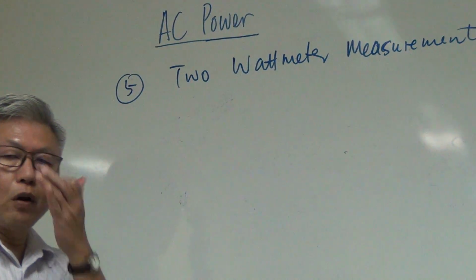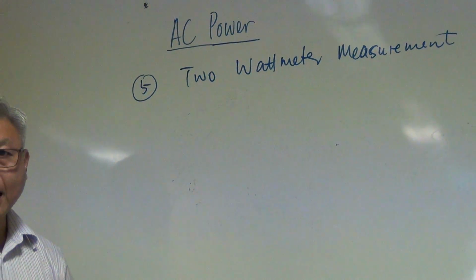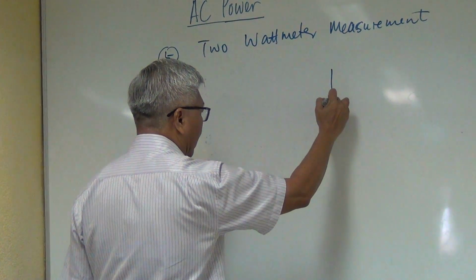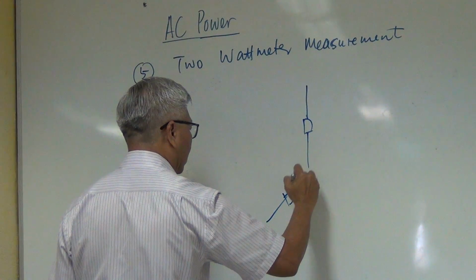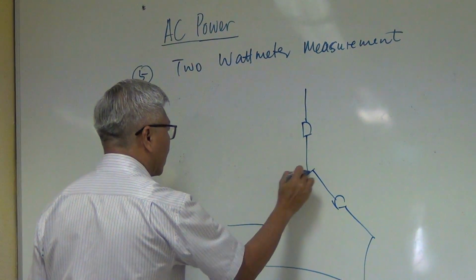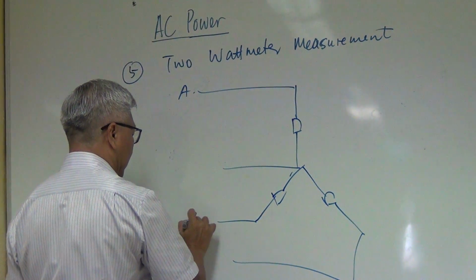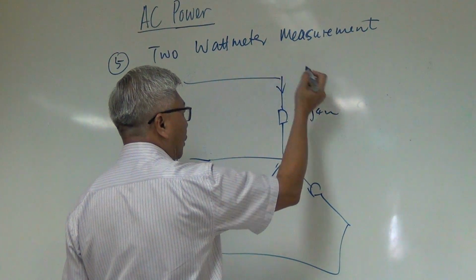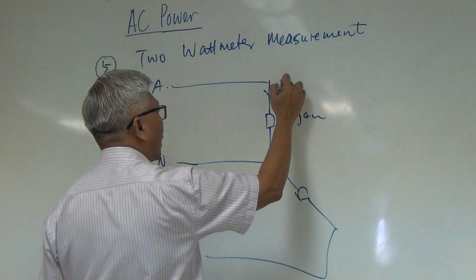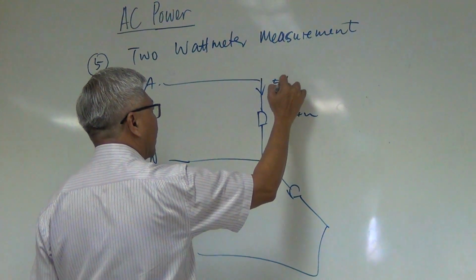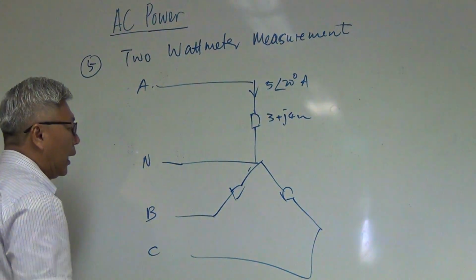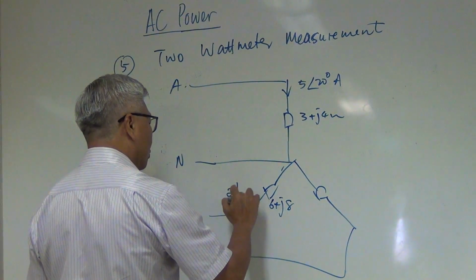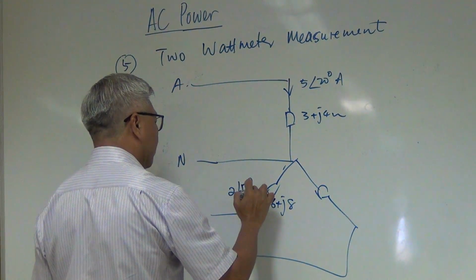Now, can you still recall our three-phase circuit? They are the star circuit and the delta circuit, right? So, I give you an example of my star circuit here. This is A, this is B, this is C, and this is neutral. Let's say this is 3 plus j4 ohm, and I know my current here is 5∠20 ampere. Then here is 6 plus j8, and I know my current here is 2∠-15 ampere.